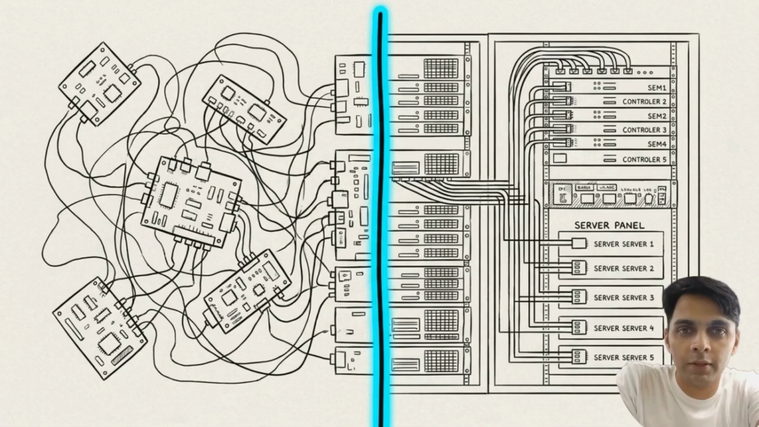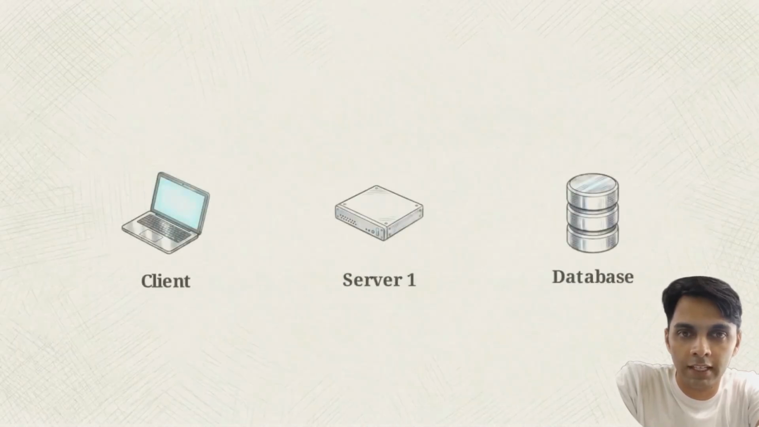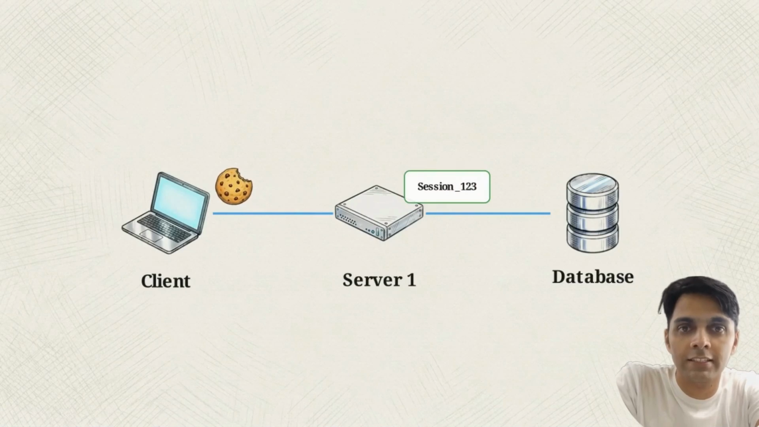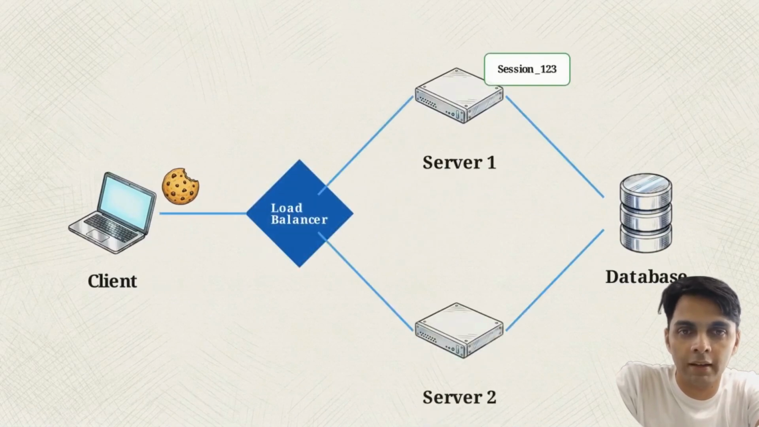The dividing line between a prototype and a production-ready enterprise platform comes down to one core engineering challenge. It is how you handle global authentication state. This diagram represents the standard baseline approach to authentication. A user client connects to a single web server which routes directly to a single relational database. The user logs in, the server verifies the credentials against the database, generates a session ID, stores that ID in its own local memory, and sends a cookie back to the user's browser.